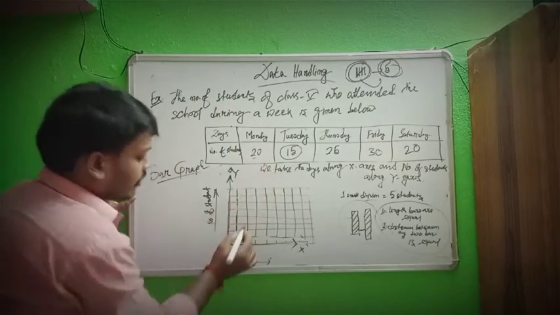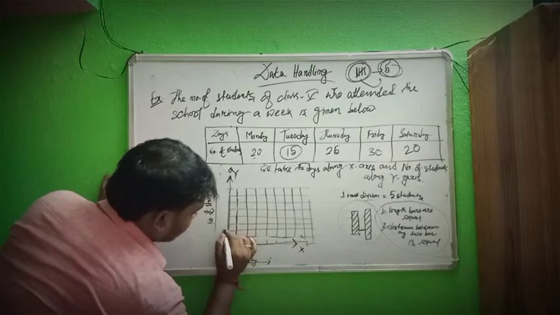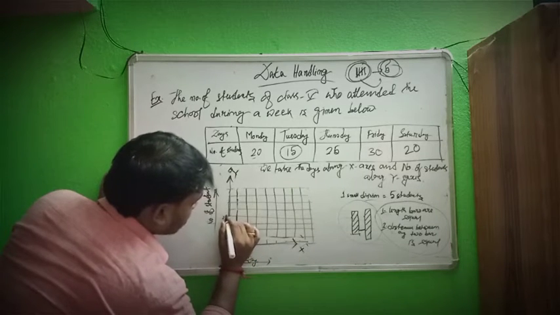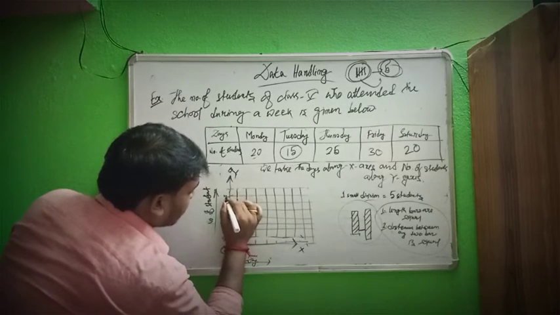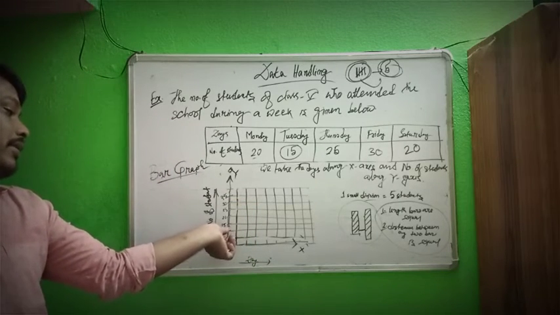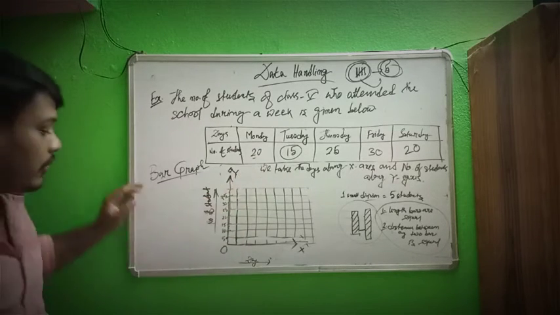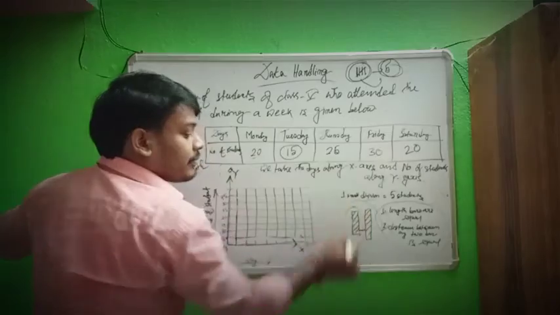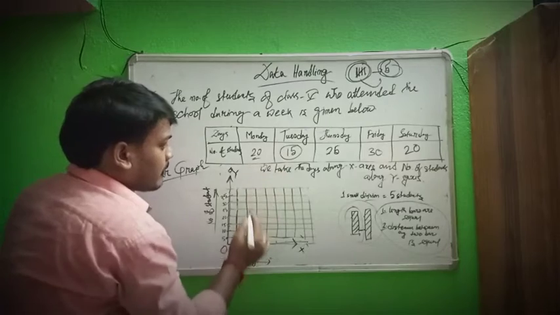So first 20. That means here we can write the values in this way: 5, then 10, next 15, then 20, 25, 30, 35. So one small division represents 5. Two small divisions are 10, then 15, then 20, in this way. So the first value is 20, so up to this is the height of the bar. These types of columns are called bars. So the height of the first bar is 20.